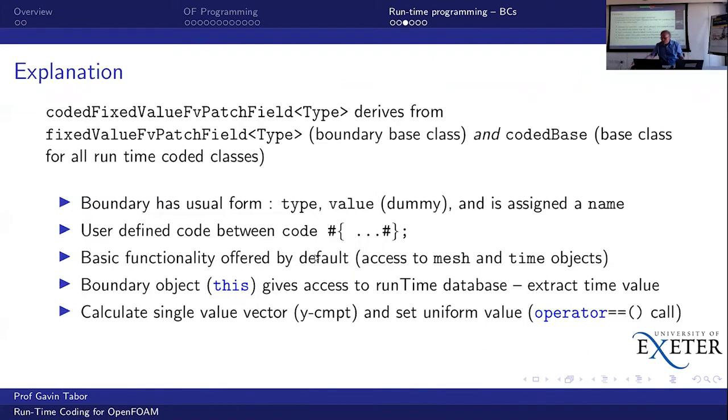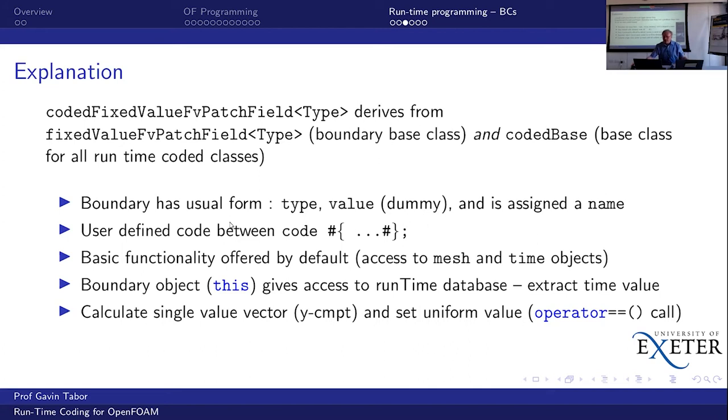Anyway, so a little bit more detail now. I've already said most of this, but if you look inside the code, you find that this new type, this coded fixed value FV patch field class, is an example of multiple inheritance. It derives from 2 base classes. It is a fixed value FV patch field, so it's derived from the base class for boundary patches. So it is going to be a boundary patch, but it's also derived from a class called coded base, which is the base class for all runtime coded classes.